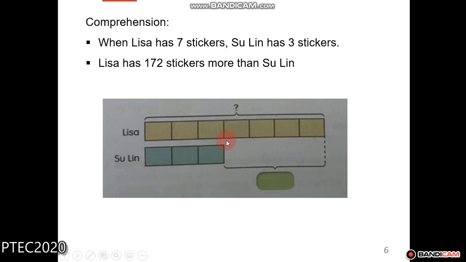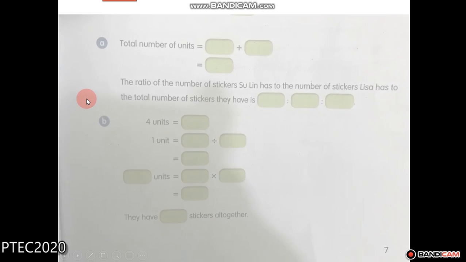So if you look at the diagram here, you can see that this diagram represents the amount of stickers that Lisa has more than Celine, because Celine has only this, the same as this. So this one is the amount of stickers that Lisa has more than Celine. So what number should we complete here? As we see here, Lisa has 172 stickers more than Sulin, so the box here should be replaced by 172.